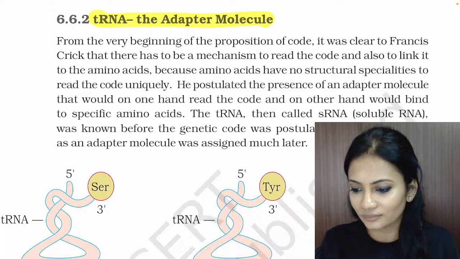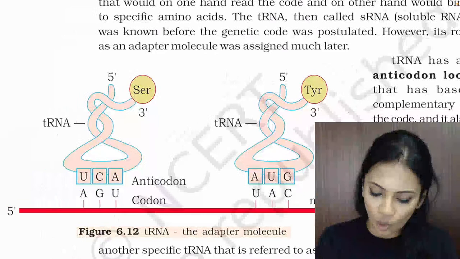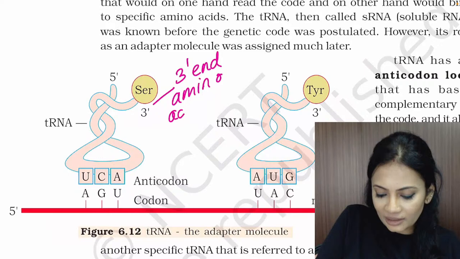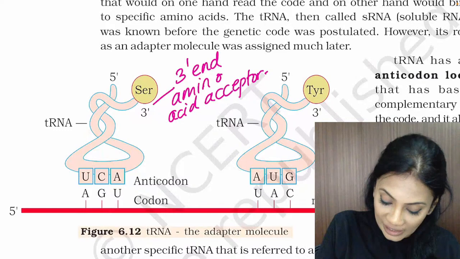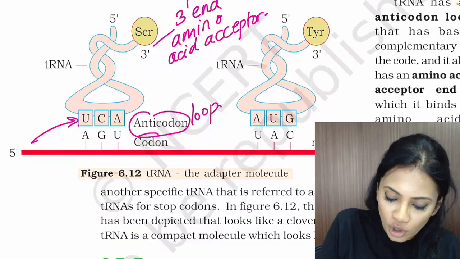Yes. Chalo guys, let's begin. The tRNA molecule, what all are you seeing here? One, this is the 3' end for amino acid acceptor. Fine. Then this over here is the anticodon loop. It is going to be complementary to the codon on the mRNA.